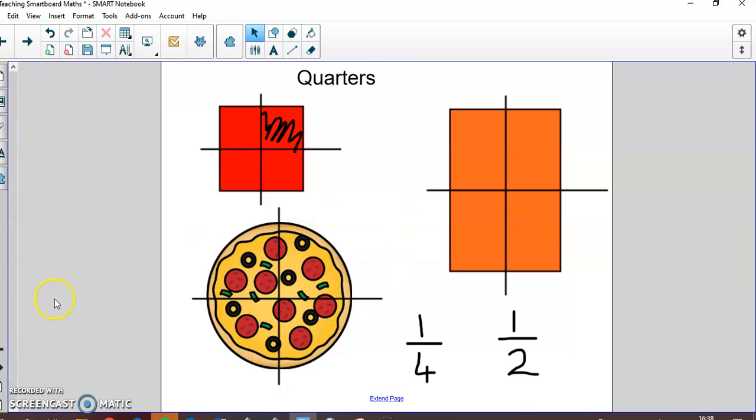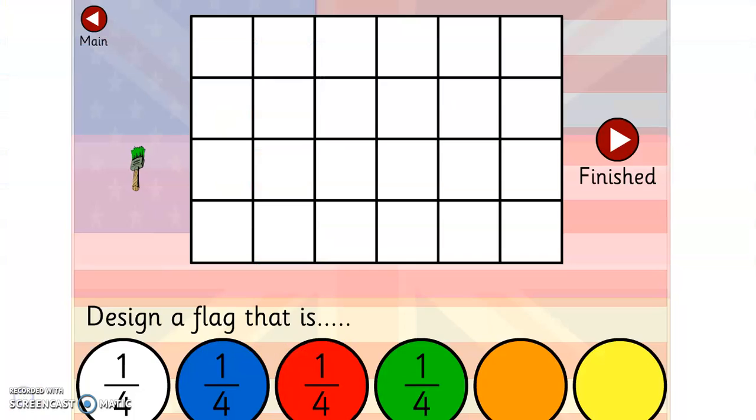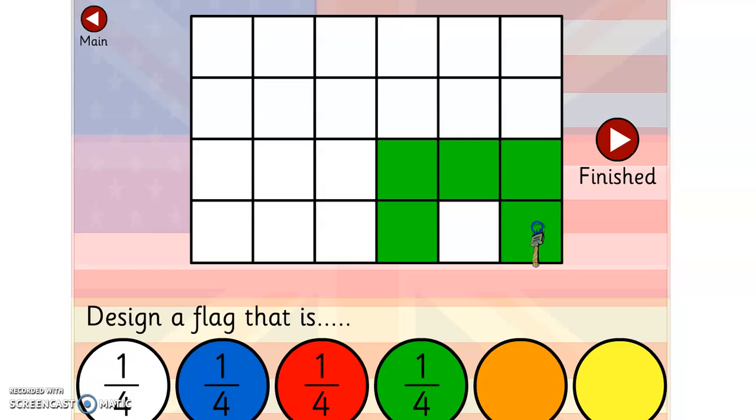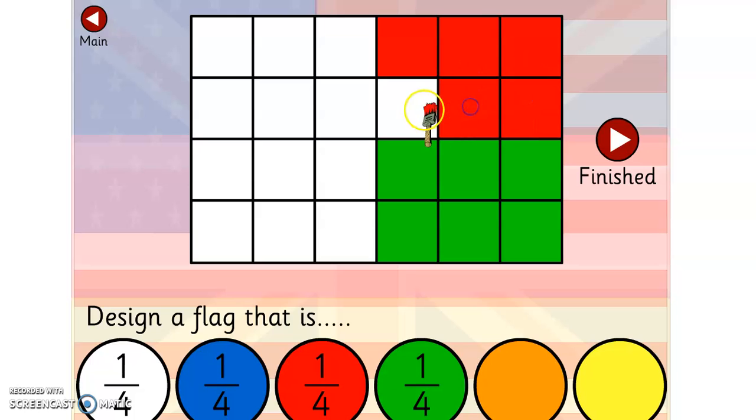So let's have a look at some quarters in other ways. Now this activity shows us that if we're making things into quarters, we don't need to have just 4 shapes. We need to cut in half, cut in half again to get a quarter. So we can show that. That's 1 quarter. And another quarter.